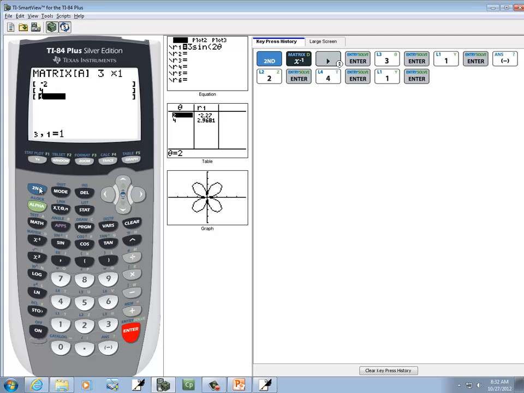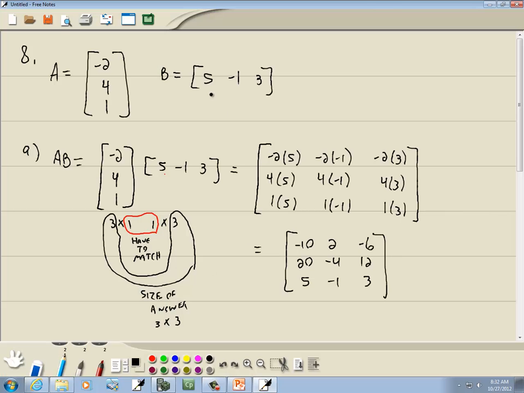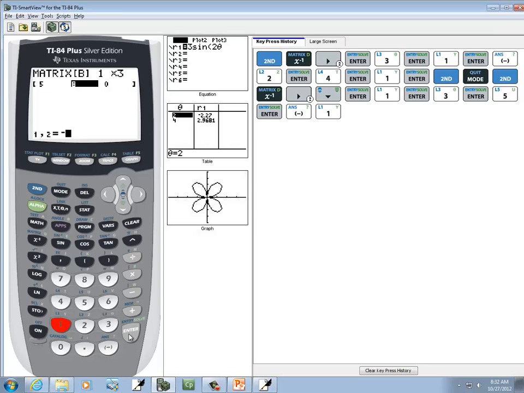Now I want to exit out, so do second mode. Go back into my matrix menu, second x to negative 1. Right arrow over to edit, down arrow to B, press enter. This is rows by columns, 1 by 3. So 1, enter, 3, enter. And we got 5, enter, negative 1, enter, and 3, enter. Then we'll exit out, so do second mode.